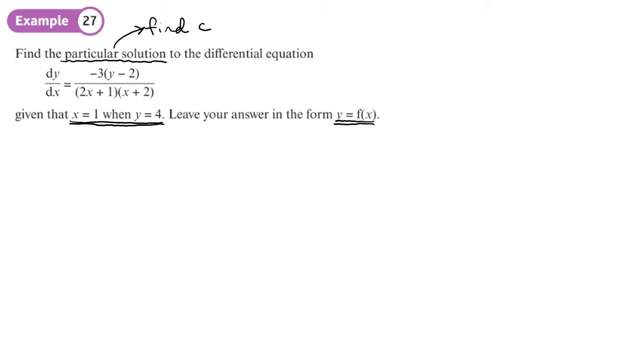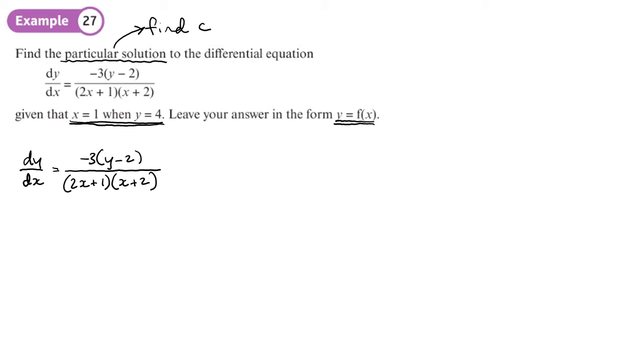So let's start by writing the question out. So dy/dx equals (minus 3 y minus 2) over (2x plus 1)(x plus 2).